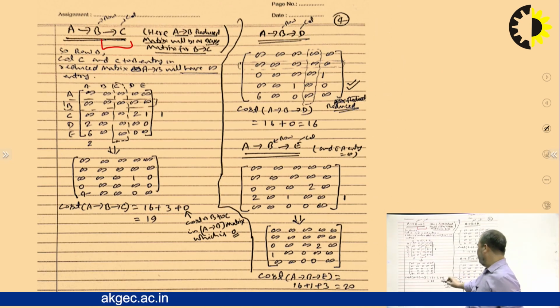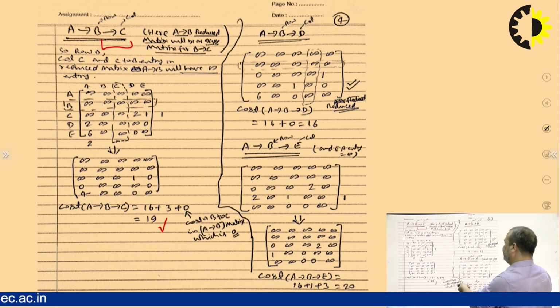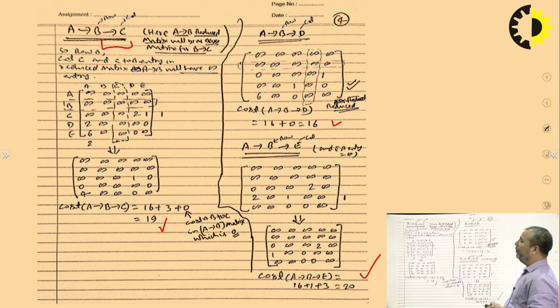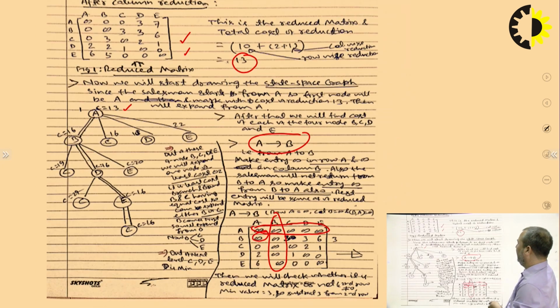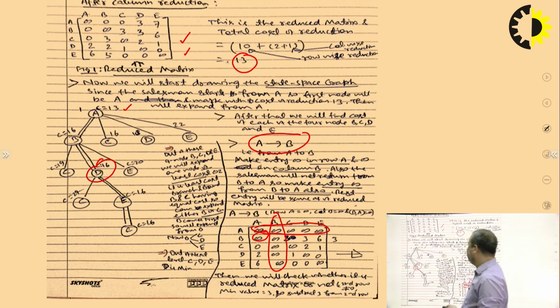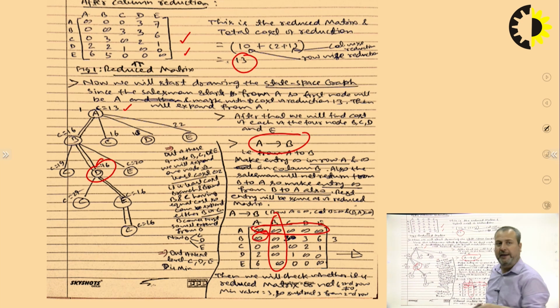So when we find the cost applying the same method for B to C here, this will become the cost. A to B to D is 16, B to C is 19, B to D is 16 and B to E is 20. So which will be minimum? B to D, right? So we will pick B to D, because it has cost 16, and 16 is the minimum out of 19, 16, 20. So we will further move from D.